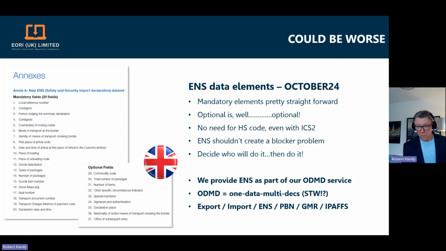A lot of agents, us included, will provide an ODMD, a sort of one data, multiple decs service. We do that already today, where we get a data feed from one source and we do a GB export, an import dec, an ENS, a PPN, a GMR, an IPAFFS declaration, all from one data source and some master data held on file. Kind of what some people might lovingly call a single trade window. Agents have been working that way since day one, really. So have a think about who's going to pay for the ENS. You might have to use an agency to do it, who's got access to the documentation.